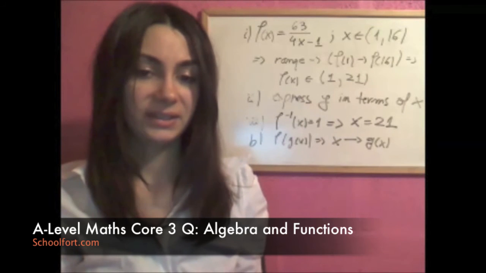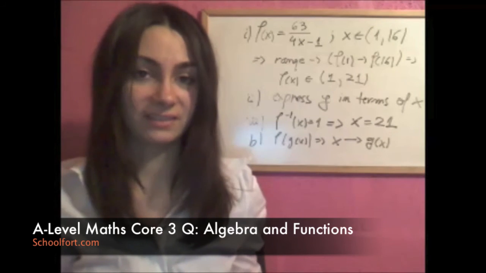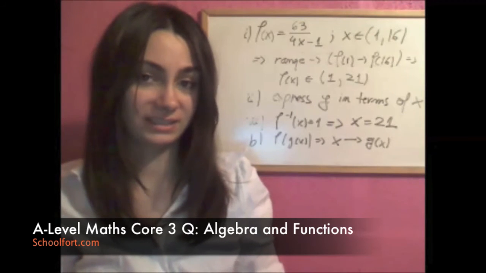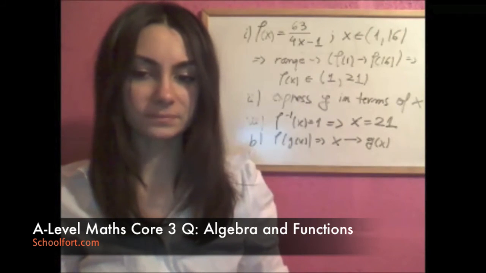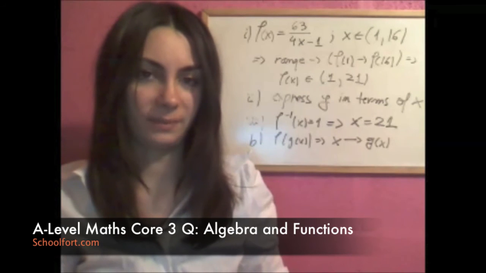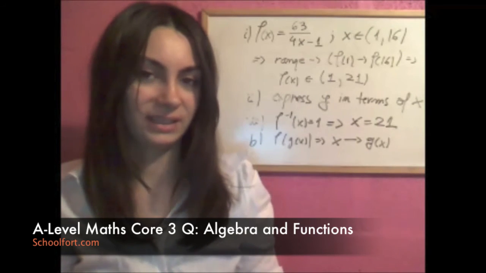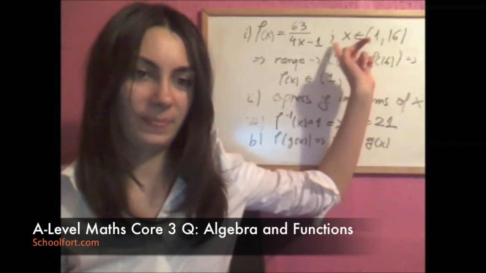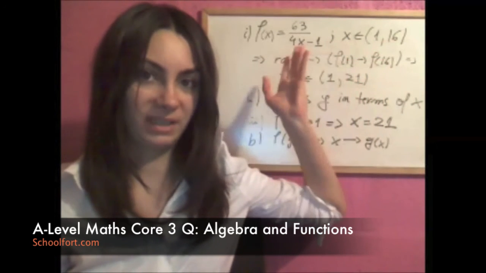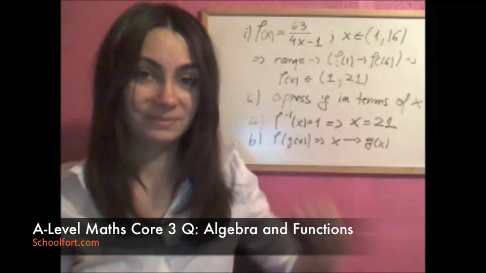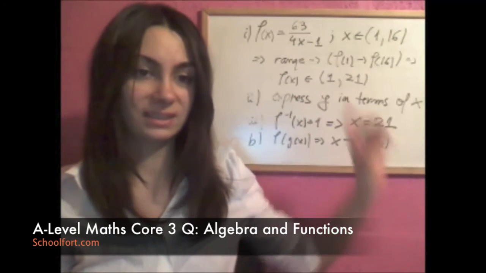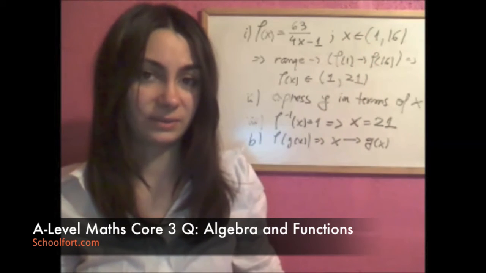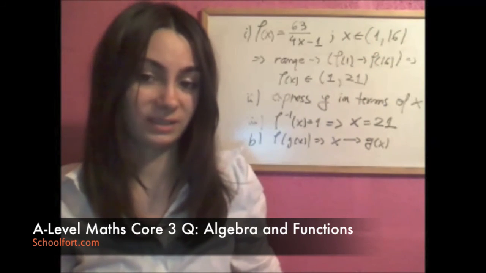Now in part B, we know that g of x is x squared. So to do f of g of x, instead of doing f of x, our x is now g of x. So we first have to calculate g of x. Our g of x is x squared, so now we have to do f of x squared. Instead of replacing this x with something else, we have to replace it with x squared. So actually f of g of x is f of x squared. So now we get that f of x squared is 63 divided by 4x squared minus 1.